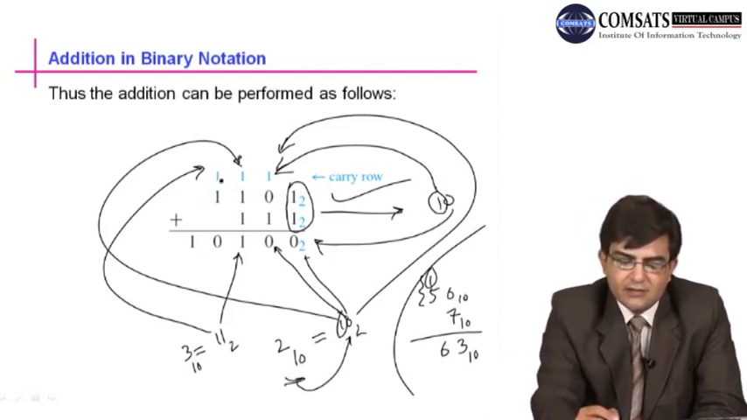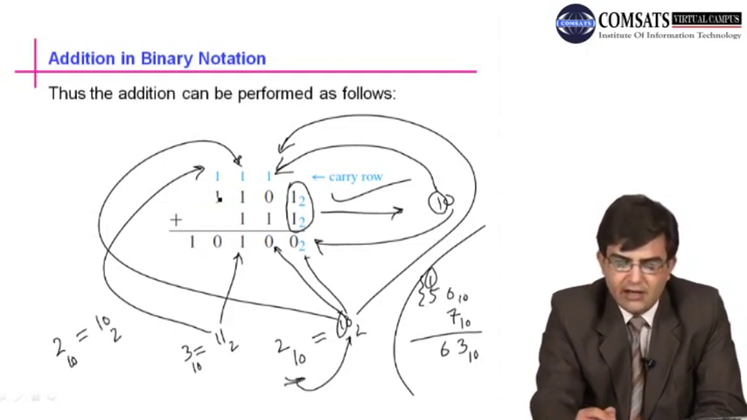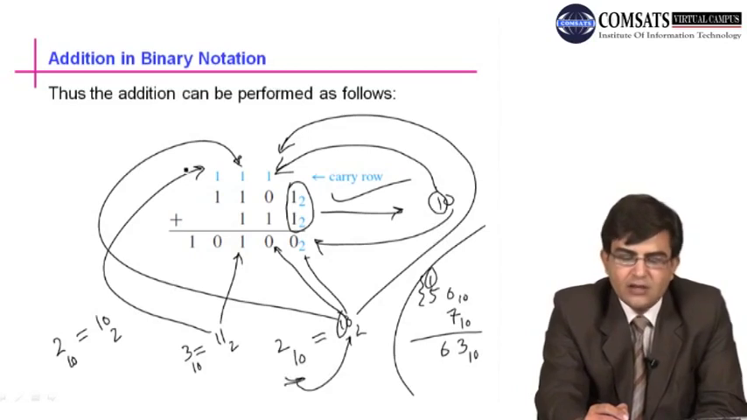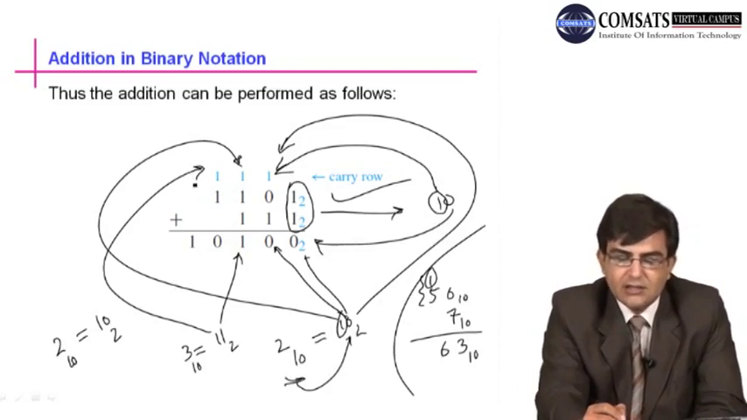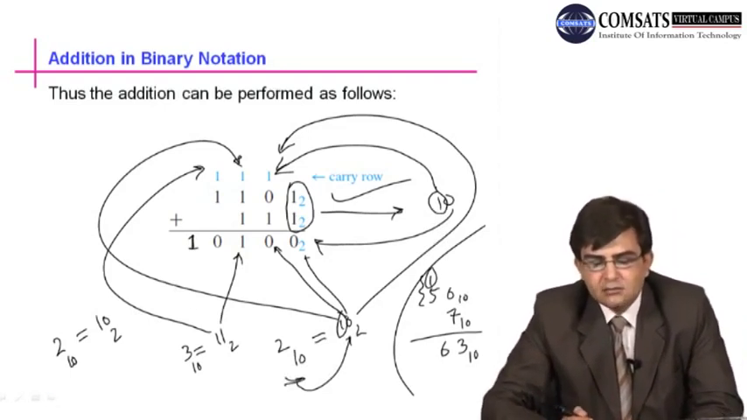Again we have 1 plus 1 is basically 2. 2 base 10 is what? 10 base 2. Here we have 0. We send 1 as a carry, but there is no other number here, so we write 1 here also. So this is how we add two binary digits, two binary numbers.